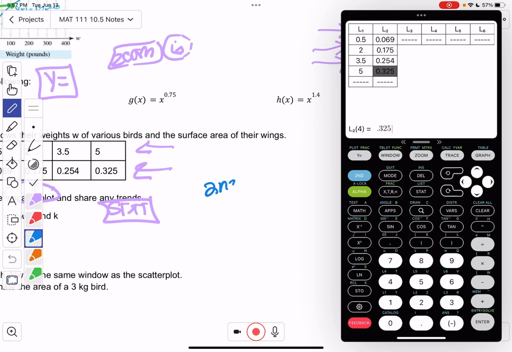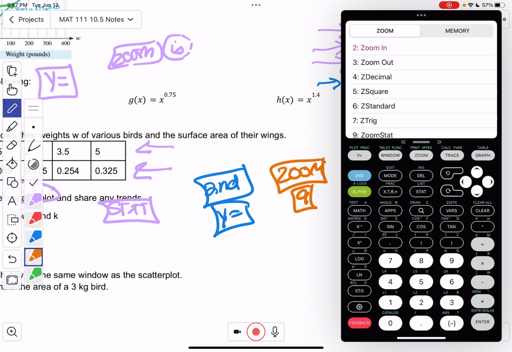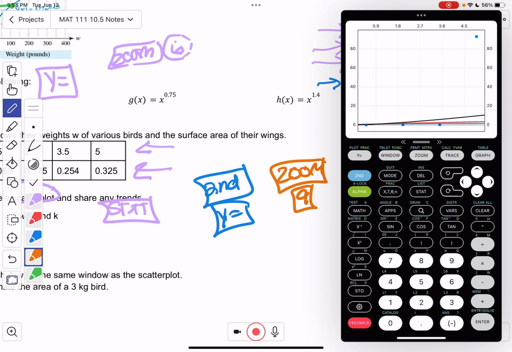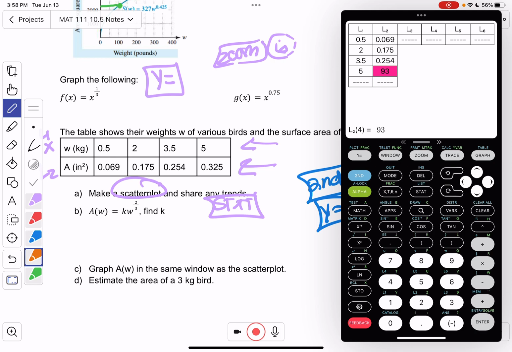Now, to make a scatter plot, we need to make sure that our plots are on. So we're going to hit second Y equals and enter to get in there. And then we just want to make sure our plot is on. The type is the scatter plot. And then we're going to choose zoom 9 so that we can zoom into our stat. Zoom 9. And if you see, we have these dots here and then one way up there. Doesn't look very helpful, so I'm going to check and make sure I entered them right. And look, that last one was wrong, 0.325.